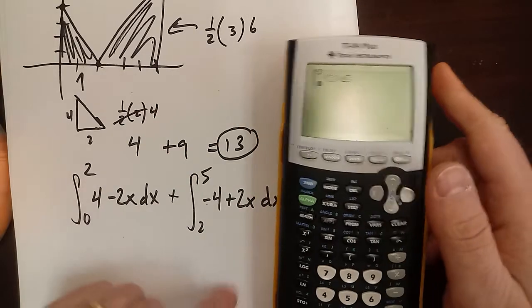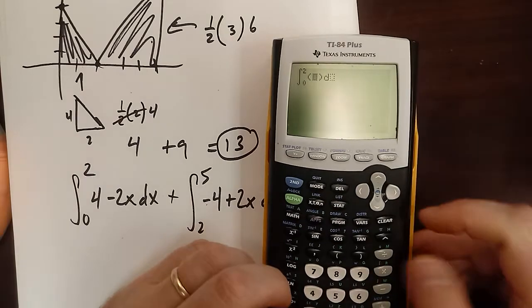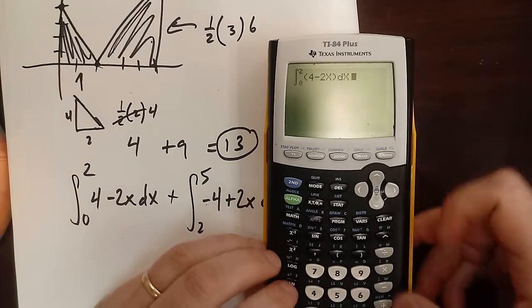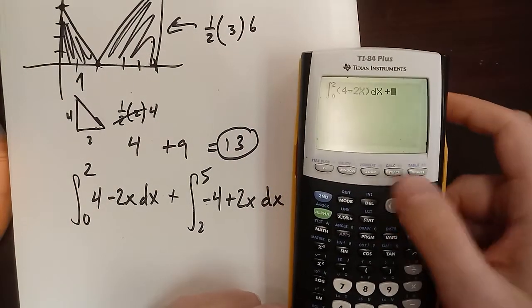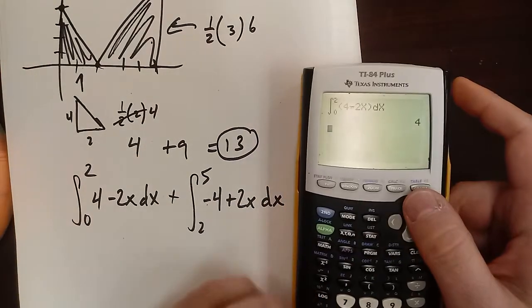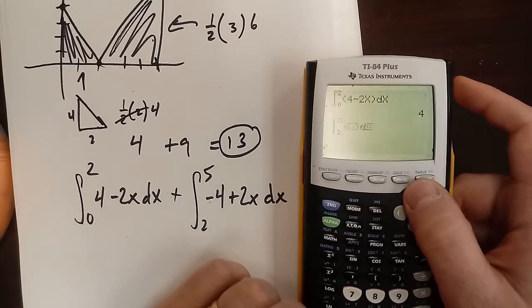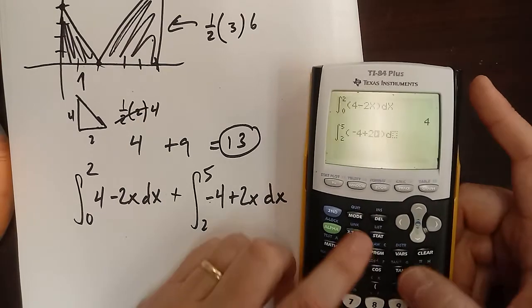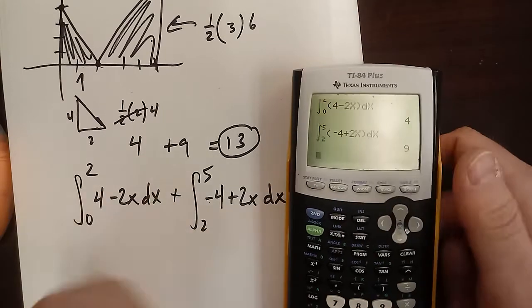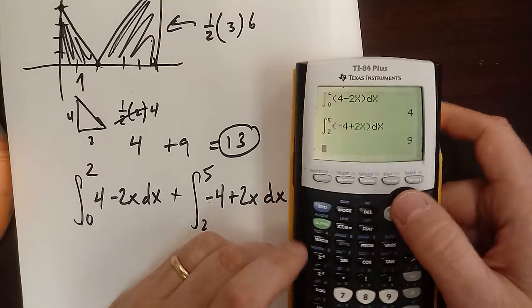So here I can literally say, let me go from 0 to 2 and type in my function, 4 minus 2x. And here we have to put dx, that's the variable we care about. I could push enter and see that my first triangle did in fact have an area of 4. And then I can go back to the fnInt, 2, 5, negative 4 plus 2x dx. And push graph. And we'll get 9. There we go. And if we'd wanted, we could have done them in one line and added them together and gotten 13.